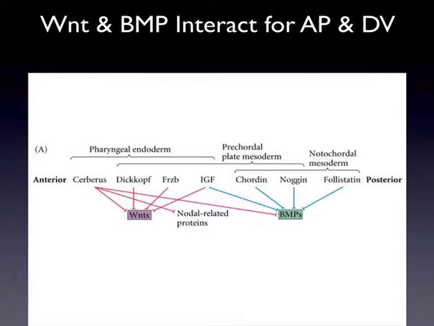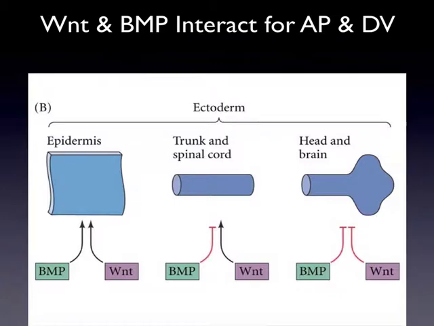All right, so this particular slide is showing you what's happening in the pharyngeal endoderm region and in the mesoderm in the head and in the notochord. All right, so you can see those signaling molecules that are inhibiting Wnts and those signaling molecules that are inhibiting BMPs. Another interesting way to look at this, same type of information. This is just looking at ectoderm.